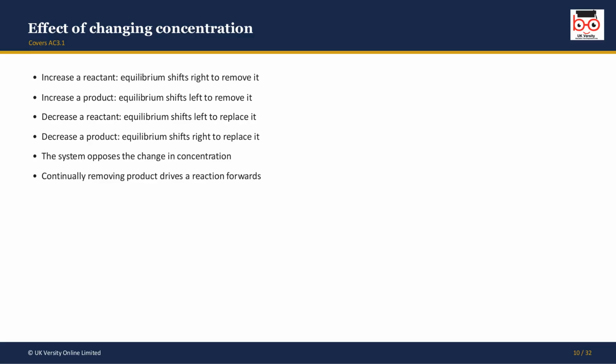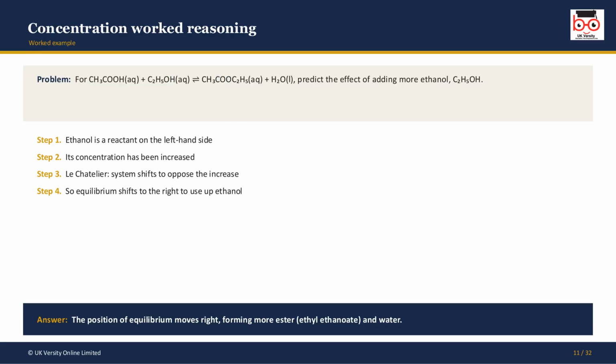Let's take concentration first. If you increase a reactant, the equilibrium shifts right to remove the excess. Increase a product, and it shifts left to remove that. Going the other way, if you decrease a reactant, it shifts left to replace it, and decrease a product, and it shifts right to replace that. In every case, the system opposes the change in concentration, which is why continually removing a product keeps driving a reaction forwards.